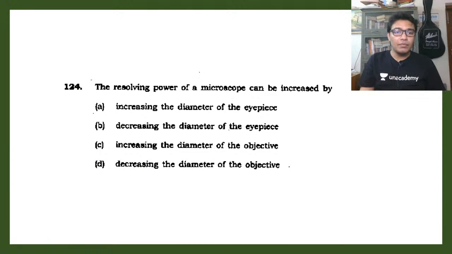So let us talk about why we are discussing this. Do we really need to learn these details, and what is important? I think it is important, because look at this question from JNU 2018. It says the resolving power of a microscope can be increased by increasing the diameter of the eyepiece, decreasing the diameter of the eyepiece, increasing the diameter of the objective, or decreasing the diameter of the objective. So how is resolving power related to the diameter of the lens?